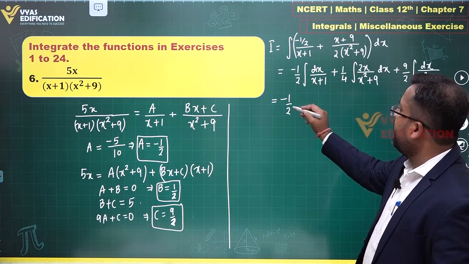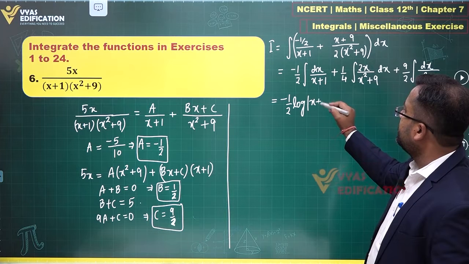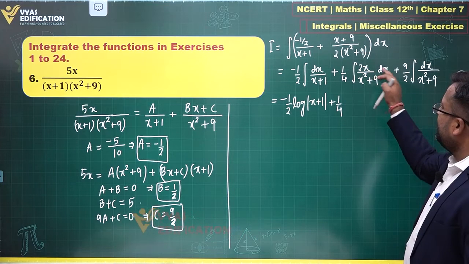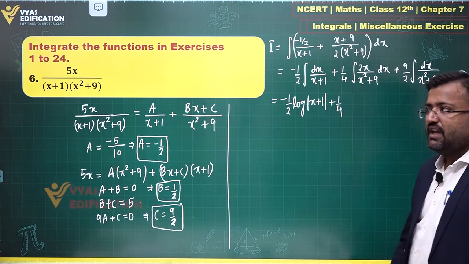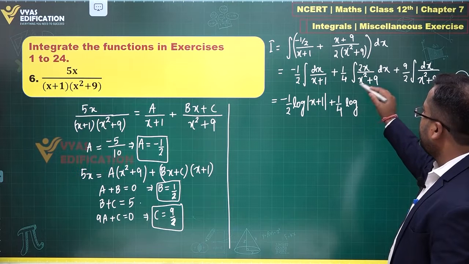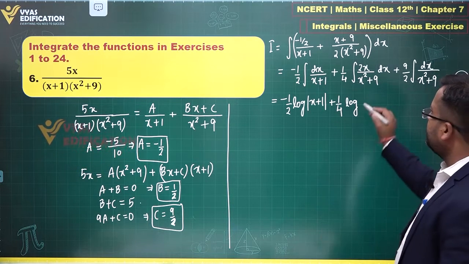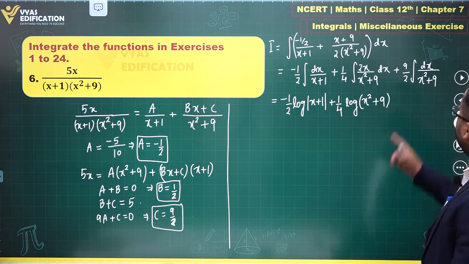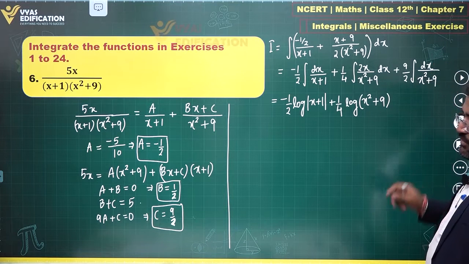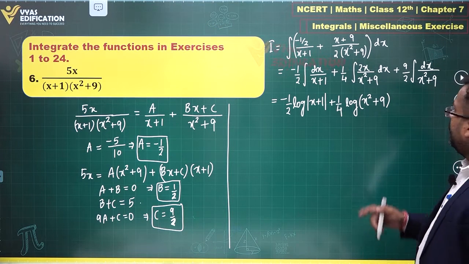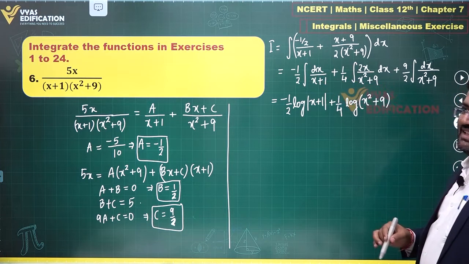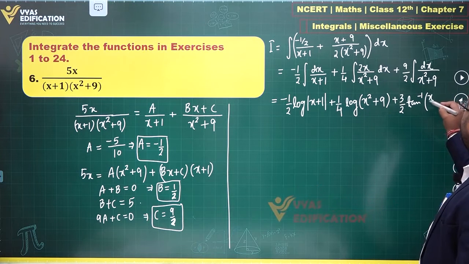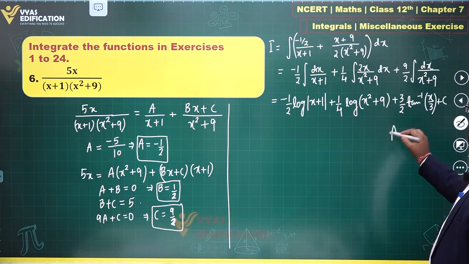This is 1 by 2 minus log modulus x plus 1. What is this? Plus 1 by 4. If this is t, then 2x dx will be dt. So this is dt upon t, which will be log modulus x square plus 9. Since x square plus 9 is always positive, we can write it as this as well, right? Without writing the modulus as such. And 9 by 2 is okay. Dx upon x square plus 3 square is 1 by 3 first of all. So 9 by 2 into 1 by 3, this is 3 by 2. Tan inverse x by a plus a constant, and that is my required answer.